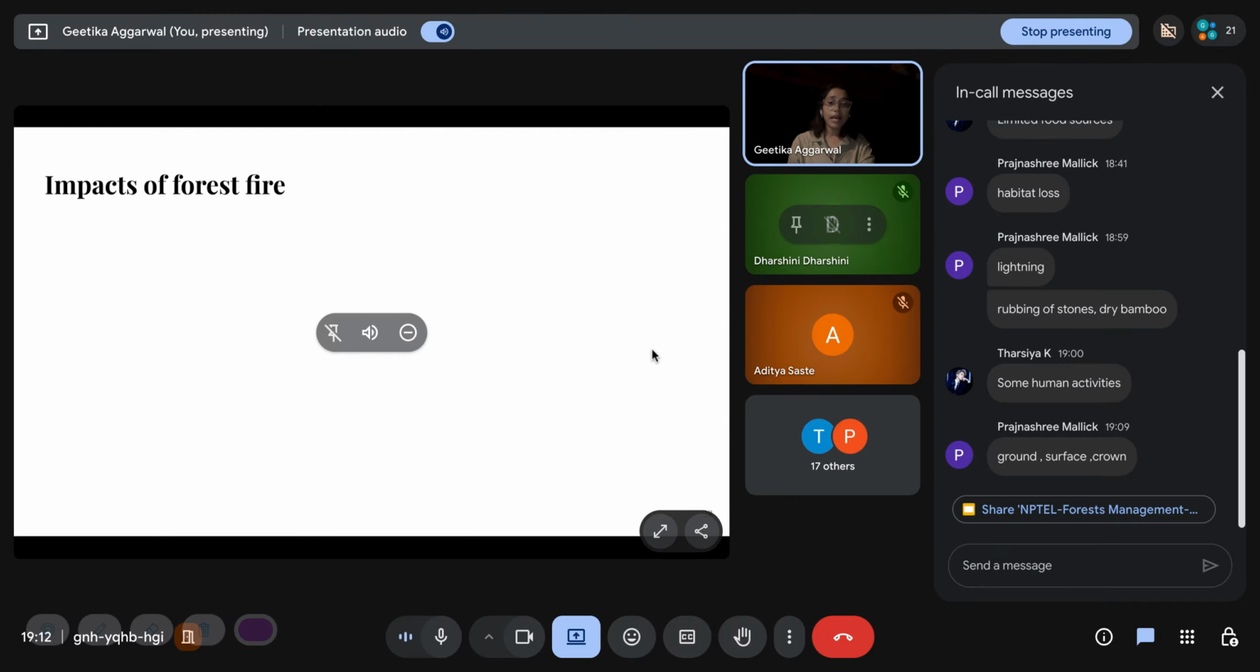Now, there are different impacts that a forest fire can have. So, can anybody tell me certain basic impacts that a forest fire can have? Like, what are some basic things that come to your mind that, okay, this forest is now on fire? So, what impacts can a forest fire have?